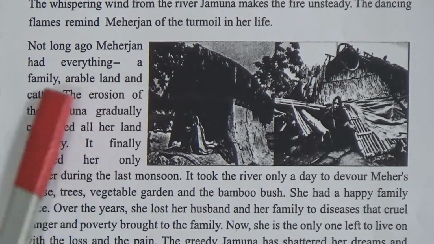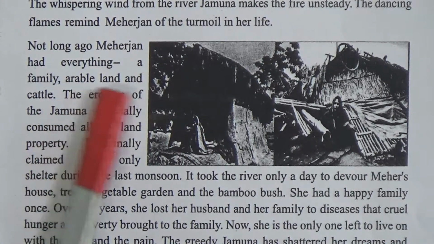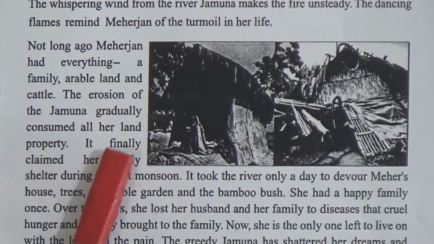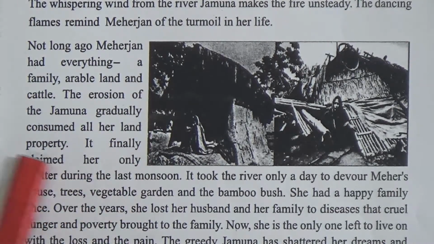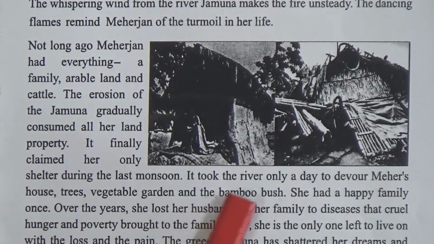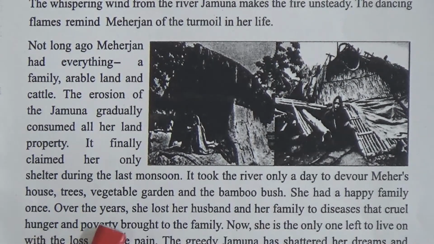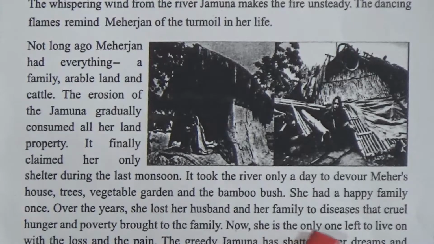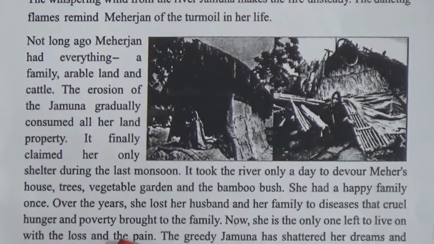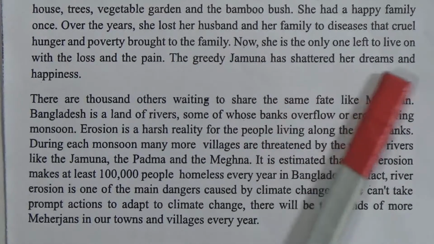Not long ago, Meherjan had everything: a family, arable land and cattle. The erosion of the Jamuna gradually consumed all her land property. It finally claimed her only shelter during the last monsoon. It took the river only a day to devour Meher's house, trees, vegetable garden and the bamboo bush. She had a happy family once. Over the years, she lost her husband and her family to diseases that cruel hunger and poverty brought to the family. Now she is the only one left to live on with the loss and the pain. The greedy Jamuna has shattered her dreams and happiness.